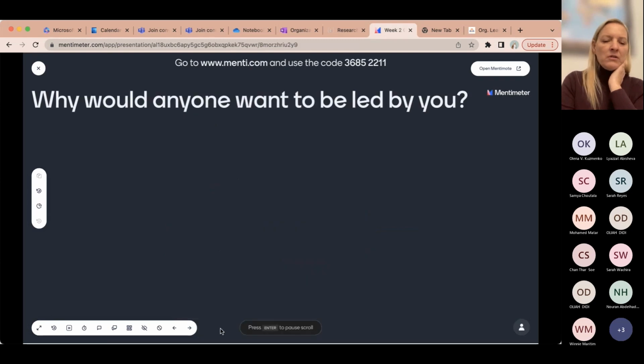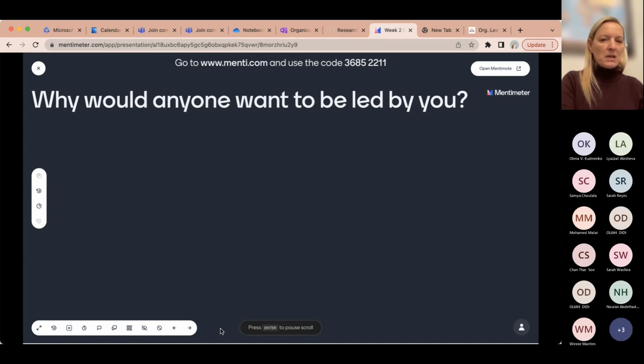Okay, so now we go into the next section. Why would anyone want to be led by you? I believe that this is another text entry, and I thought it was a great way to get more ideas from each of you about how you see yourself as a leader. Because who is saying what? It's just giving us the opportunity to learn about what leadership attributes we have here in the course with us.